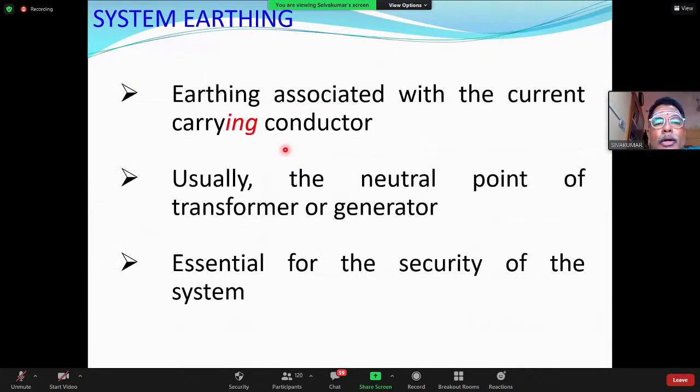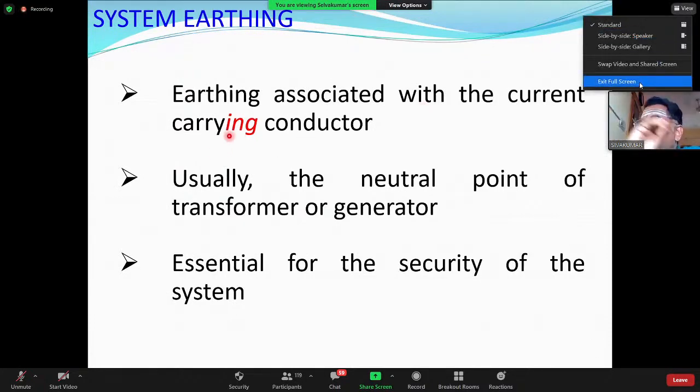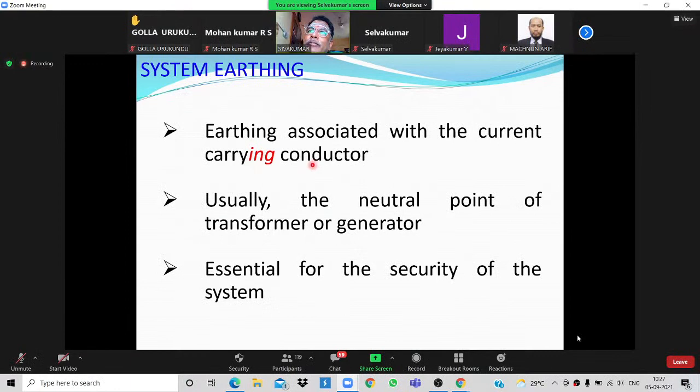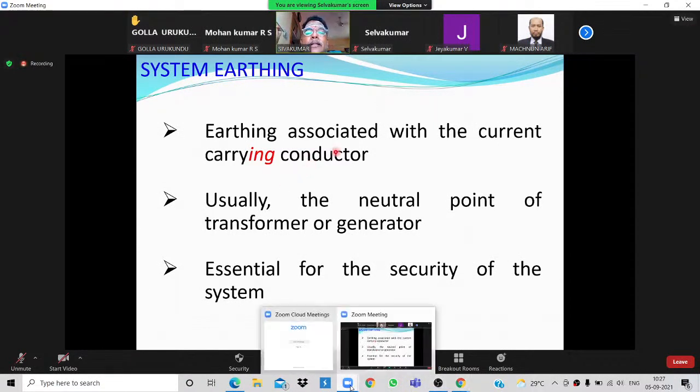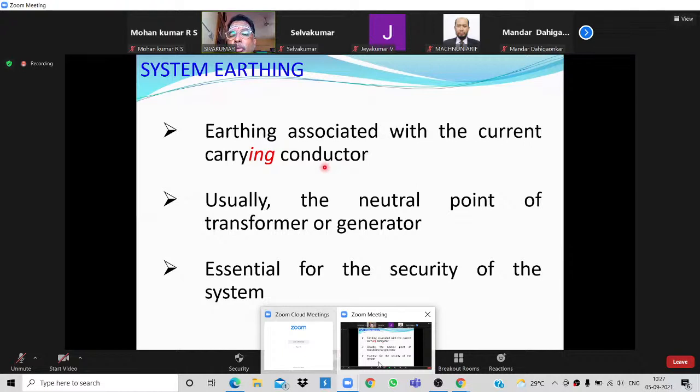Now, what is system earthing? Always you should remember, system earthing is earthing associated with the current carrying conductor. I reproduced all these definitions from IS 3043, which very clearly says earthing associated with current carrying conductor. That means system earthing should involve the current carrying part, a conductor, a part of the electrical system. Most of the time it is the neutral, either neutral of the source. That source could be a transformer, or a generator.